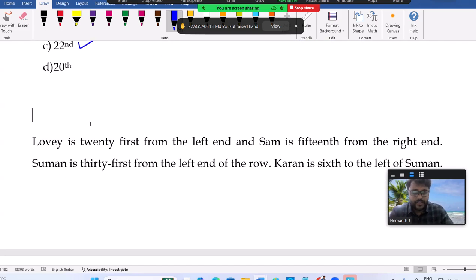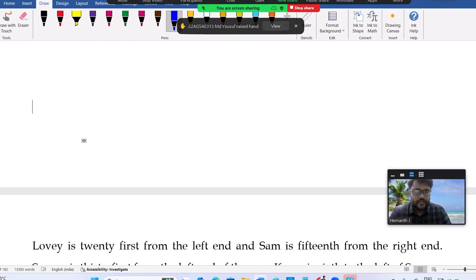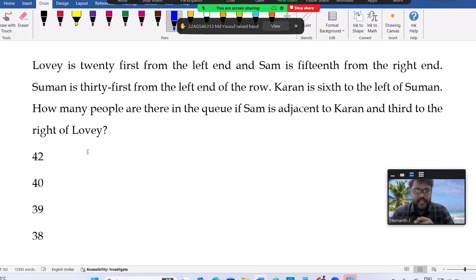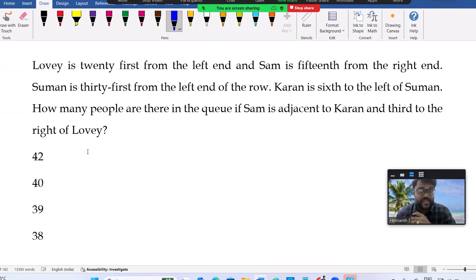Now see the next one. Louis is 21st from the left end and Sham is 15th from the right end. Suman is 31st from the left end of the row. Karan is 6th to the left of Suman. How many people are there in the queue if Sham is adjacent to Karan and third to the right of Louis? So guys, you need to decide how many people are in that entire row.